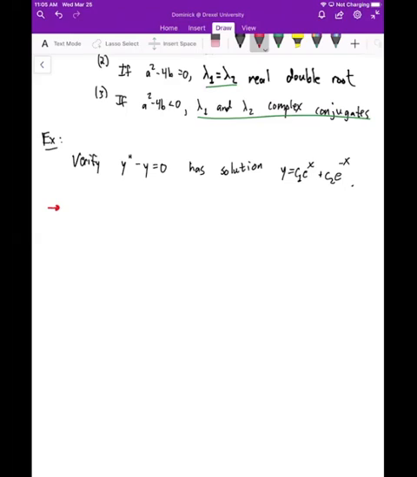So again, note that this is the form y double prime plus a y prime plus b times y equals 0. We just have a equals 0 in this case and b equals -1. So this is a second order linear ODE with constant coefficients.